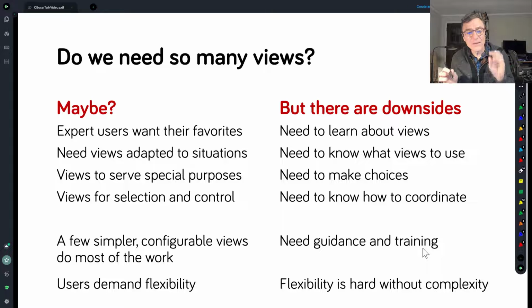And if you really look at it, there are really a few simple configurable views that do most of the heavy lifting in the system. Ultimately, we have to have this because users demand flexibility. But there are downsides. Users need to learn about these views. They have to be able to make choices about which views to use. They have to know how to coordinate the views. They need guidance and training, which is something we've been working on in the system to build good user guidance and training support to make this all possible. But I think one of the big lessons here is that the flexibility is hard to add without bringing in additional complexity.